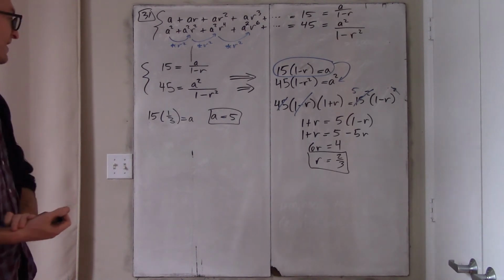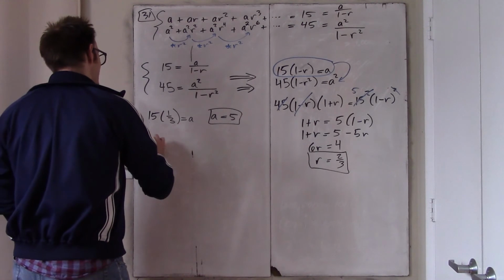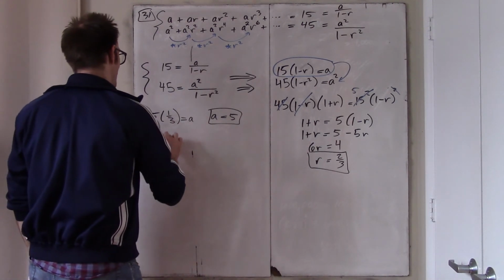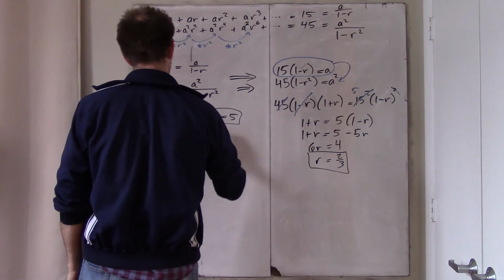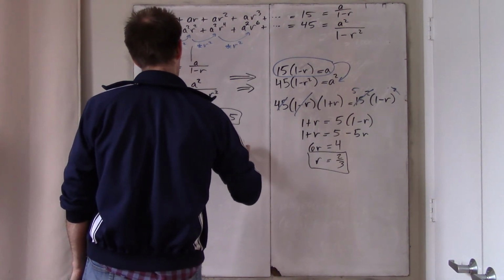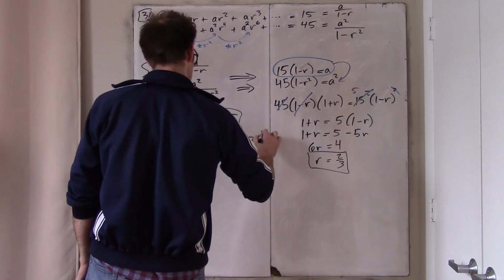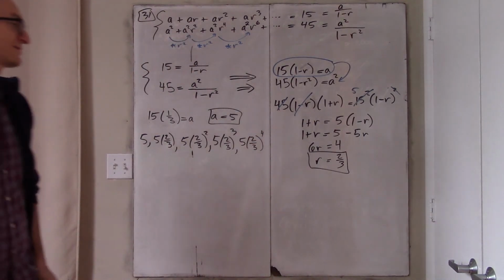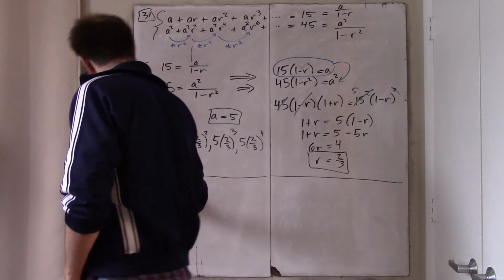And then what's the final thing I'm supposed to do? I'm supposed to write out the first 5 terms. So I guess the first term is 5, and then the next term is 5 times 2/3. This is a little bit dumb. And then 5 times 2/3 squared, 5 times 2/3 cubed, and 5 times 2/3 to the 4th. That'll be the first 5 terms. Okay. Oh man. Finally done with this.